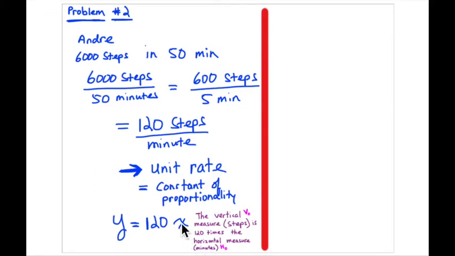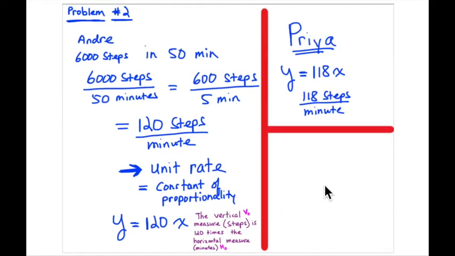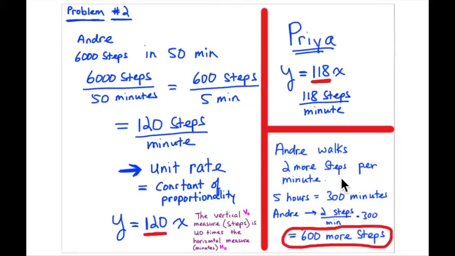So however many minutes you walk, you multiply that by 120. Now Priya is taking fewer steps in that amount of time. So she's walking 118 steps per minute. So this is her equation. So this is the 118 compared to the 120 for Andre. So Andre walks 2 more steps per minute.